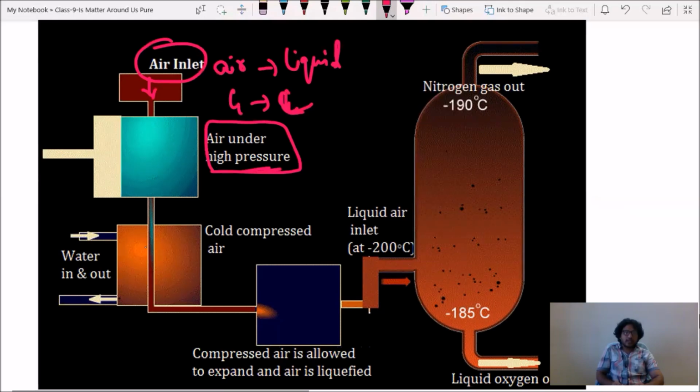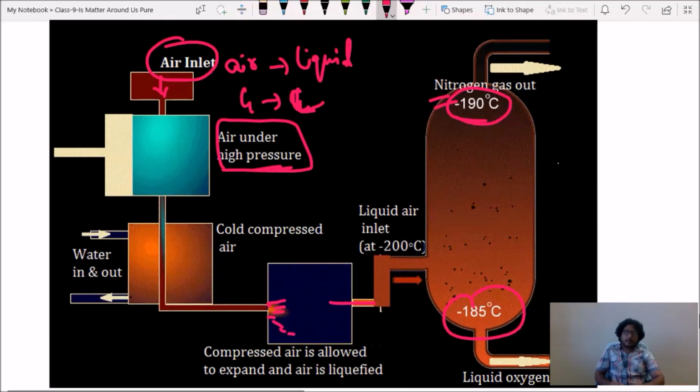Automatically that is cooled, and then the compressed air is allowed to expand. The air is liquefied. So here that air will expand and is sent to this one, and here they will heat at different temperatures. Because of different temperatures, you see at minus 190 degrees we will get nitrogen, at minus 185 we will get liquid oxygen. We can separate different gases. So from air we can separate nitrogen, oxygen, hydrogen, helium, etc. by using fractional distillation.